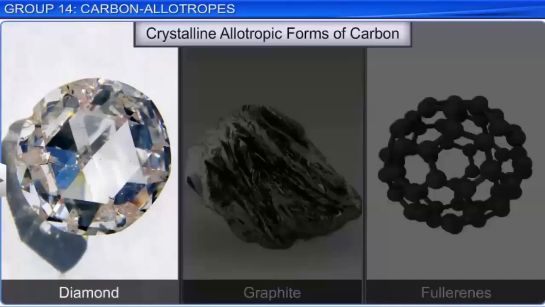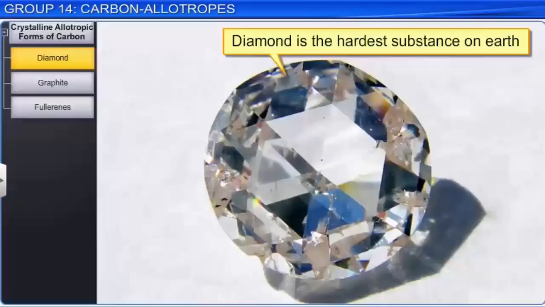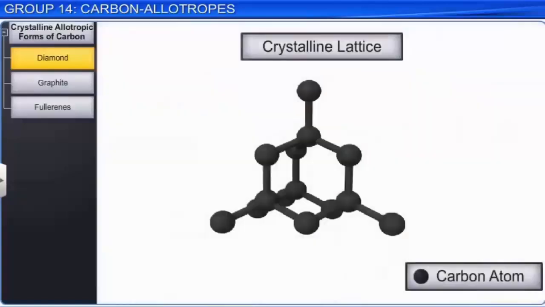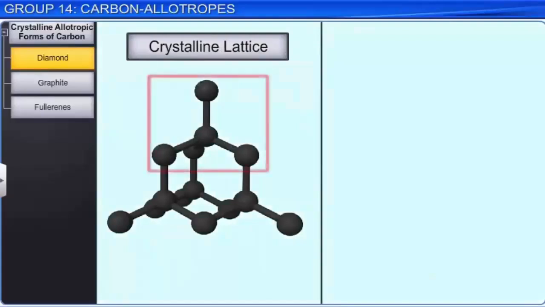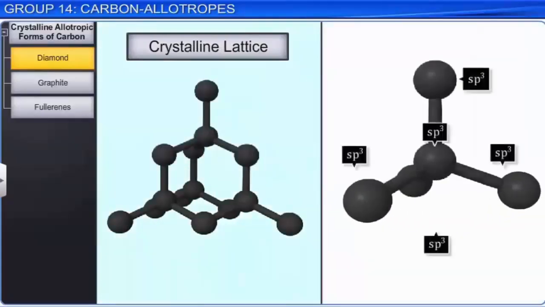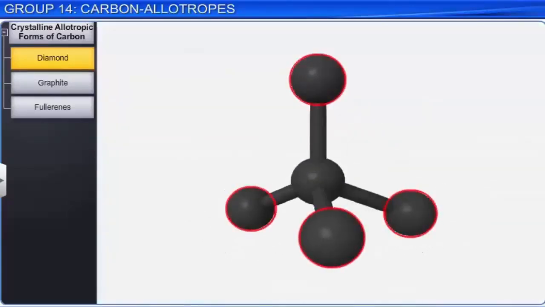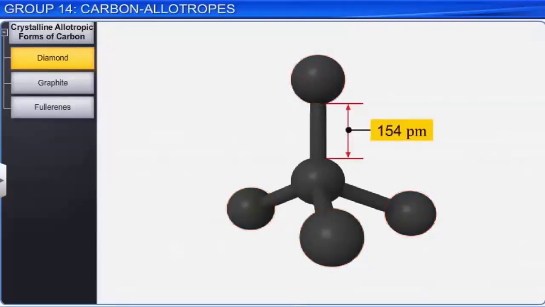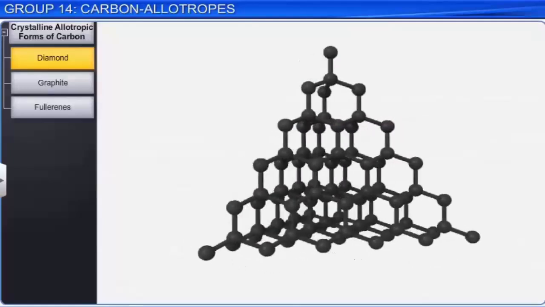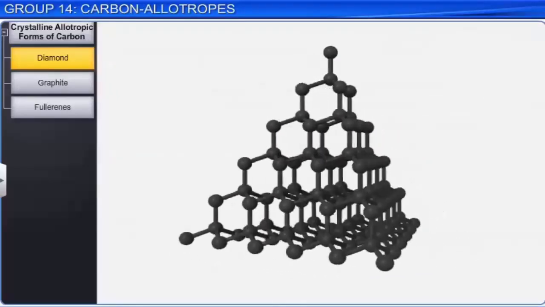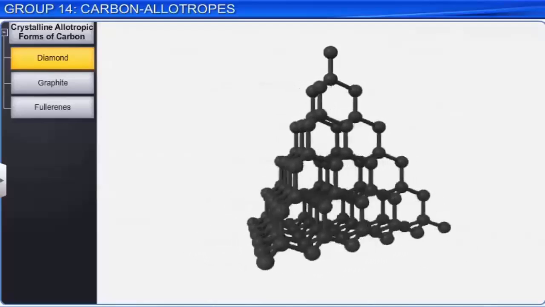Diamond, the first allotrope of carbon, is the hardest substance on Earth. Diamond has a crystalline lattice in which the carbon atoms are arranged in a rigid 3-dimensional network. In diamond, all carbon atoms exhibit sp3 hybridization. Each carbon is bonded to 4 other carbon atoms situated tetrahedrally around it. The C-C bond length is 154 picometers. This directional network extends in space and produces a 3-dimensional network of carbon atoms as shown in the illustration.